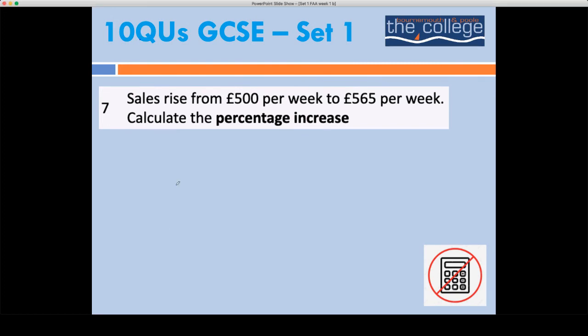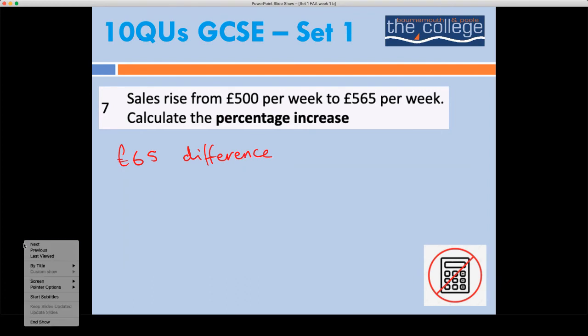Now, another way of doing this, which was demonstrated by a student, a very sensible way, is to look again at the difference. So the difference is £65. Okay, that's your difference. Now, there's no dividing going on here at all for this method. You're going to be thinking, well, hang on, let's look at the original then.